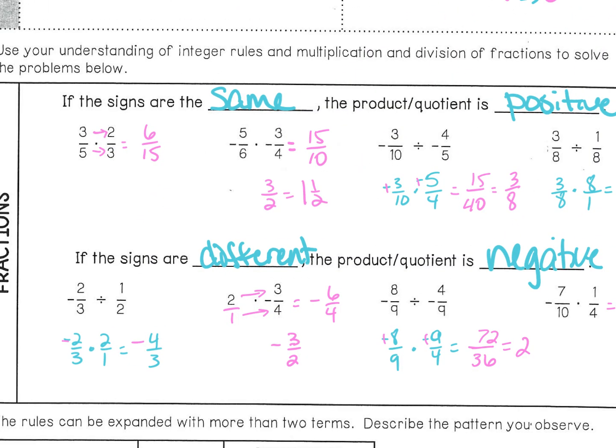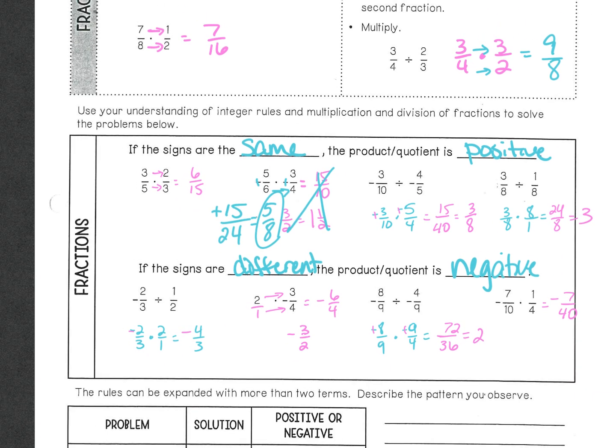I did make a mistake here, so we're going to have to correct this. When I multiplied these, I didn't actually multiply, I added. So this is incorrect. It's going to be positive 15, because negative and negative make it positive, over 24, which does simplify, divide by 3, to 5/8. Okay. Be careful on those.